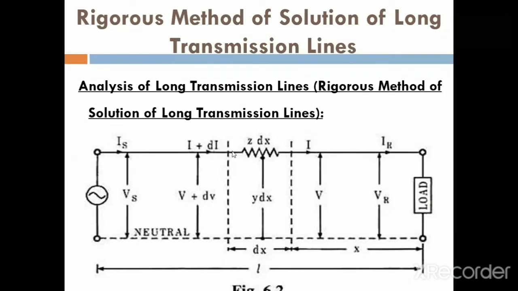Next is I plus dI, where I is the current. I plus dI is the current entering at the small length dx. I is the current leaving from the small length dx. Next, V plus dV is the voltage across the small length dx at the sending end side.